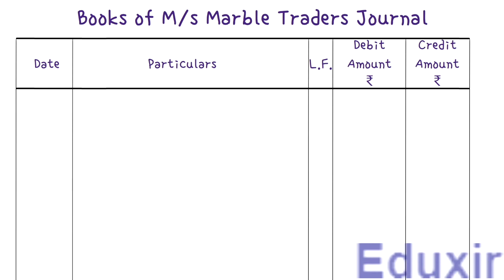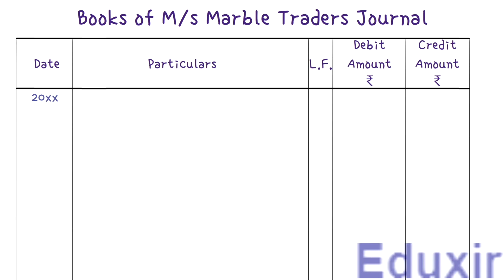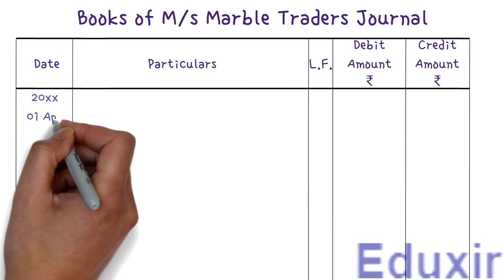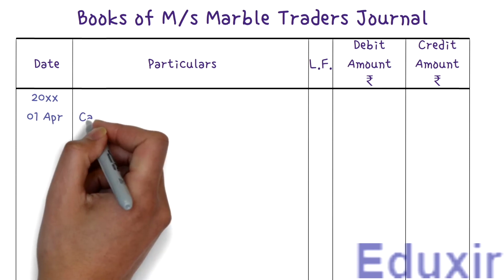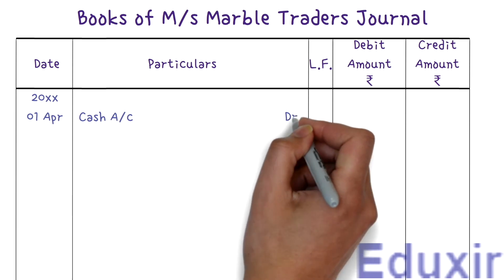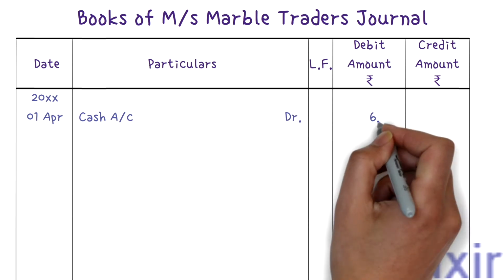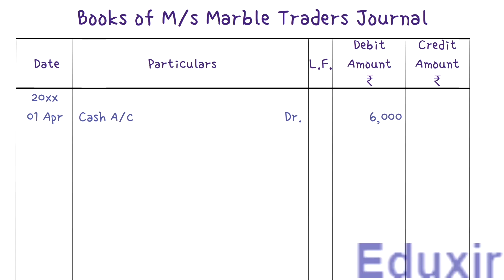As this is the first entry we are recording into the journal book, let us first write the year in the date column. As we are going to record the cash balance and as all the balances will be brought down on the first day of the accounting period, let us write the date as the first day of the month. Let us then record the cash account as the debit entry. Let us also write the text DR to indicate that this is a debit entry. Let us then write the debit amount of 6,000 rupees into the debit amount column. With that, we have completed the generalizing of the cash balance brought down.